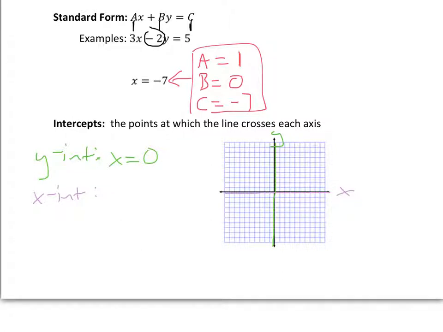Right? You're not moving up and down at all, so that's going to be y equals 0. Okay, so for the y-intercept, you're not moving side to side at all, because it's going to be crossing this line somewhere. So x has to equal 0, and for an x-intercept, y has to equal 0. Let's show you what this looks like in some examples.